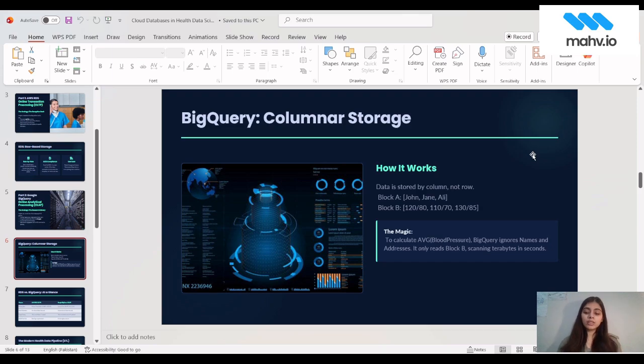So there is this magic strategy: if we want the average blood pressure, we won't be taking the names, the addresses, or the contacts. We'll be just extracting the average of the blood pressures, and we won't be knowing whom that blood pressure belongs to, because we just want the average of it for the purpose of research. So only relevant data is scanned, and it is a super fast kind of analysis.